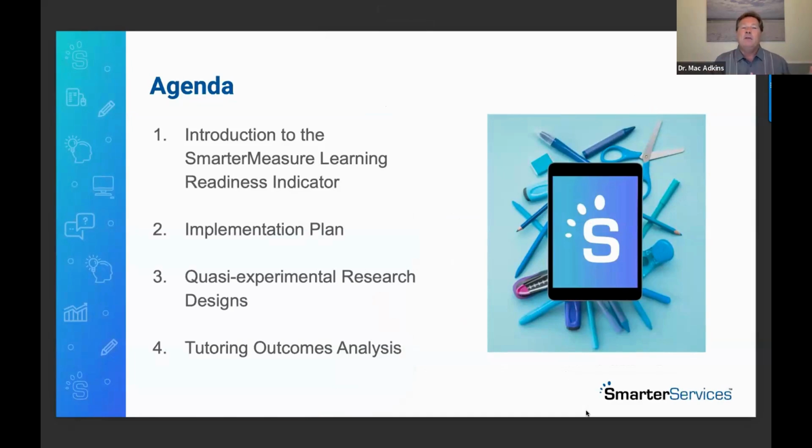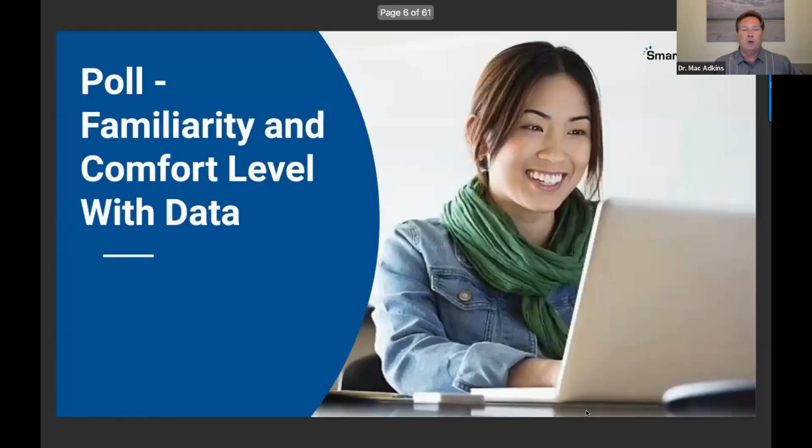They're going to talk about their implementation plan, both of SmarterMeasure as well as their tutoring program, so that you can understand what they're doing with both of those. Then they're going to talk about their quasi-experimental research design that they used to do this analysis. And then they're going to share the results of that analysis about tutoring. So looking forward to hearing what they say there.